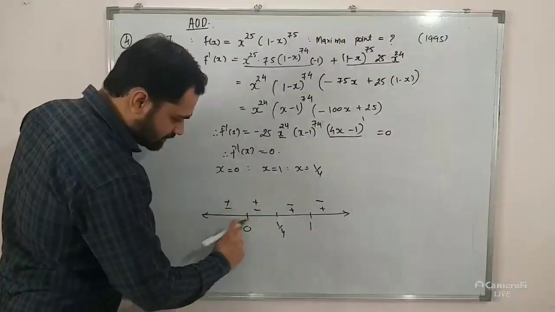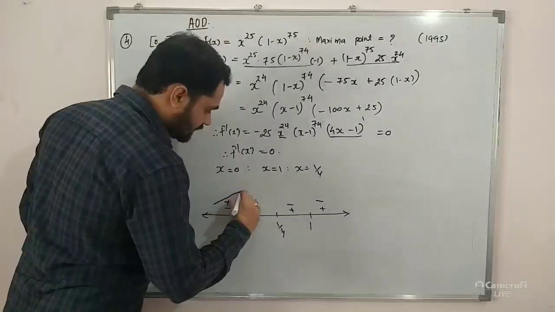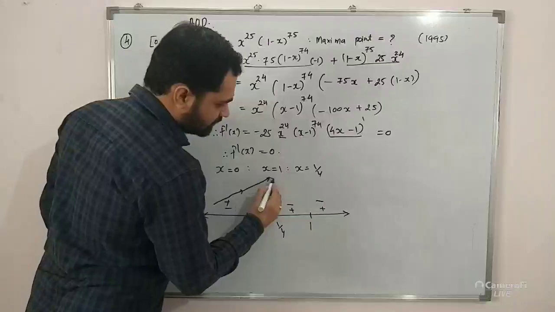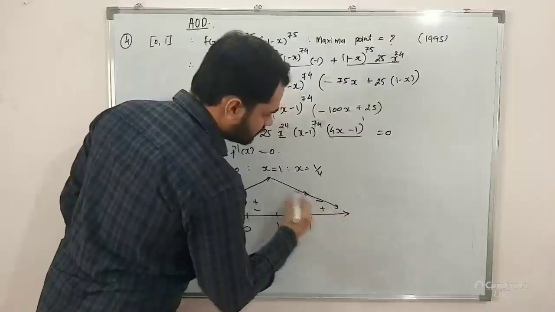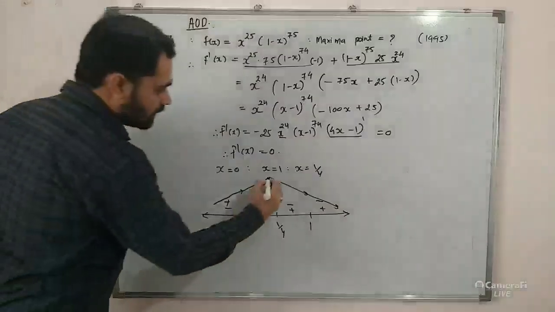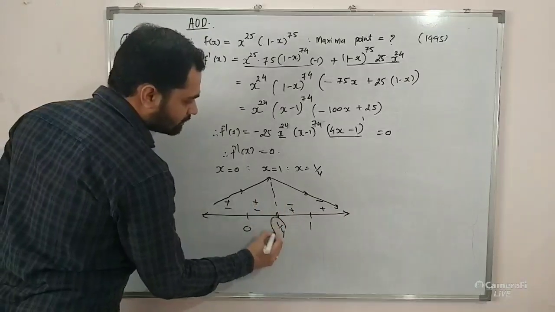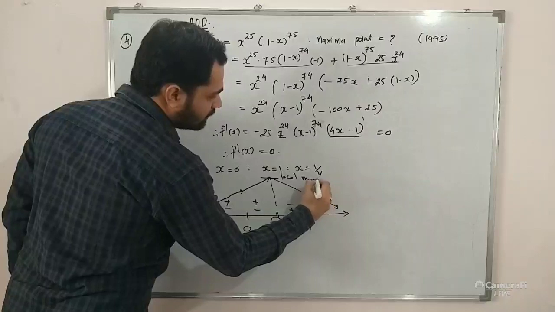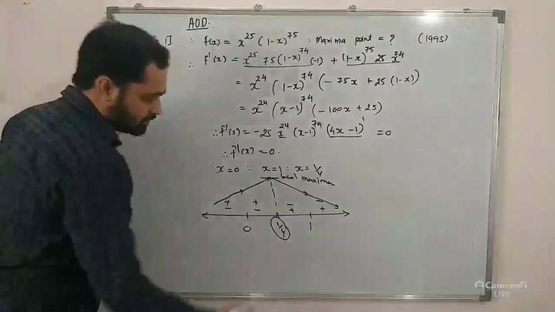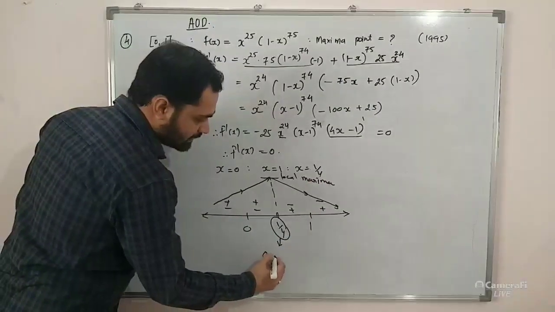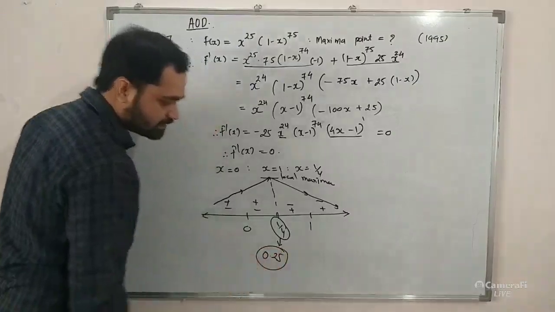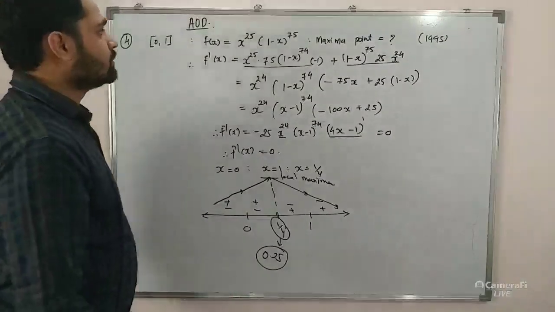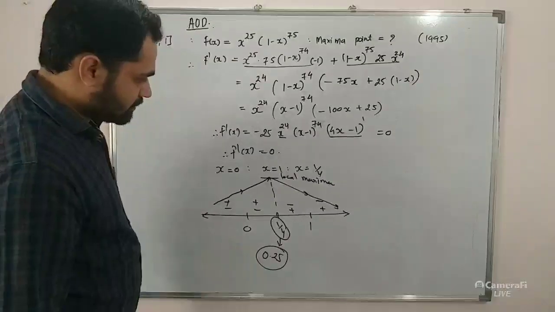So in this interval the function is gradually increasing, in this interval the function is also gradually increasing, in this interval the function is decreasing, in this interval the function is also decreasing. It means 1 by 4, what point is 1 by 4? 1 by 4 is the local maxima point. So if it is a numerical type question, then the answer will be 0.25. 1 by 4 means 0.25. So this is the answer for this question.